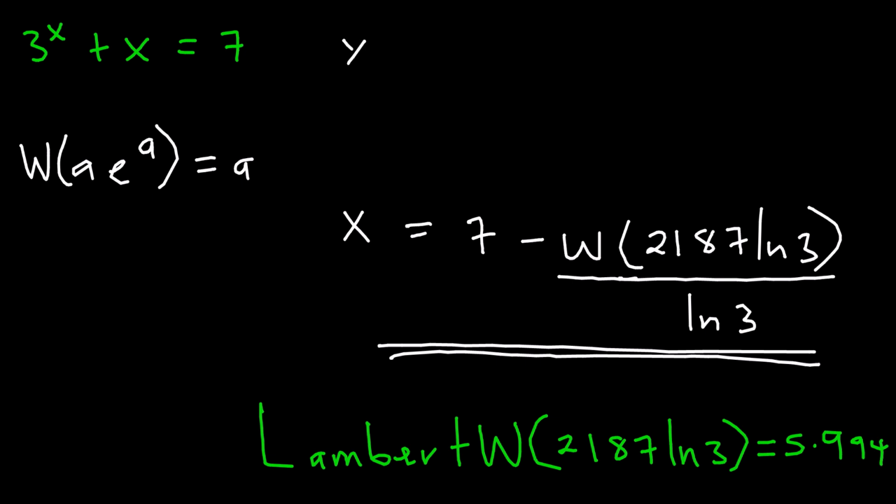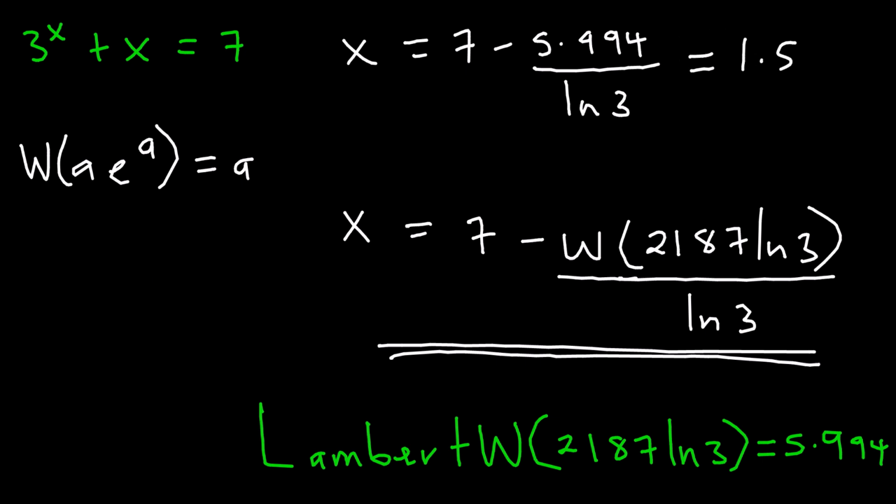So x will be 7 minus 5.994 divided by natural log of 3. And so you will get x approximately 1.544. Therefore, that's how you can solve such an equation using the Lambert W function.